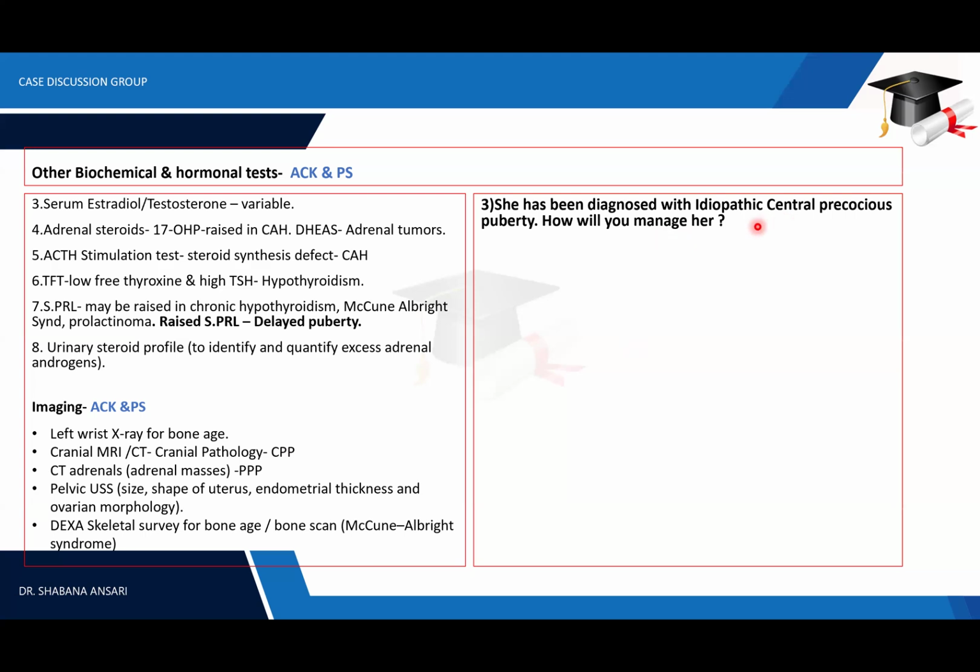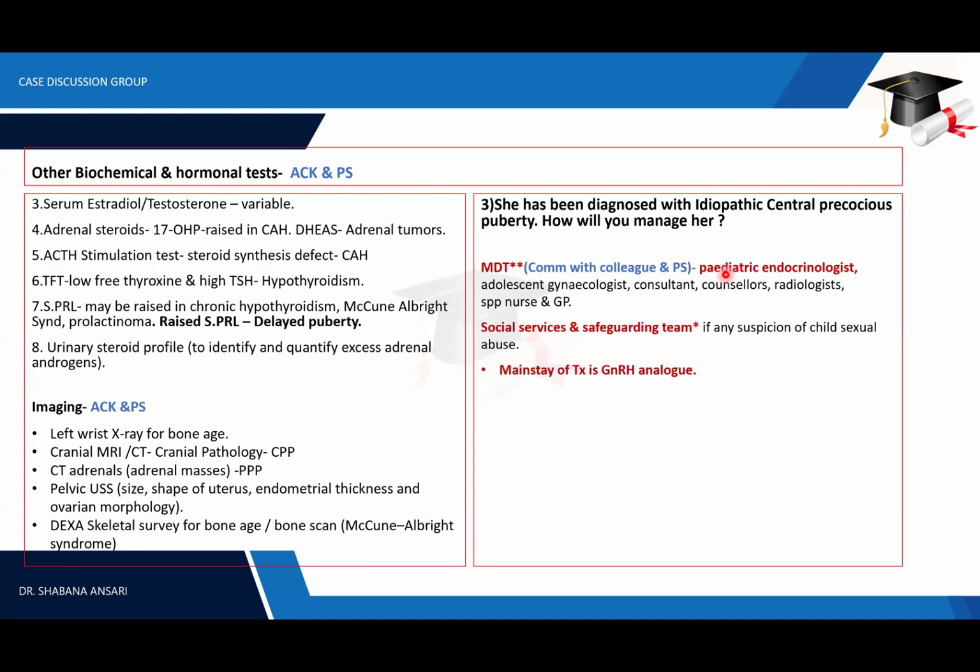Whenever a condition is diagnosed, we have to explain the condition. So we're going to explain it to this young girl or her carer or her mother. MDT involvement is a must. A pediatric endocrinologist should be involved in this case. Also, we will involve an adolescent gynecologist consultant, counselors, radiologist, specialist nurse, and the GP. And involve social services and the safeguarding team if there is any suspicion of child sexual abuse. Very important patient safety points.